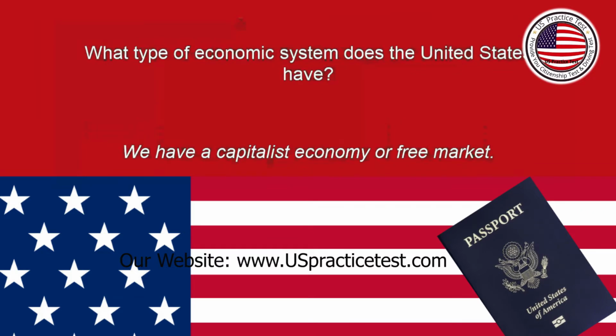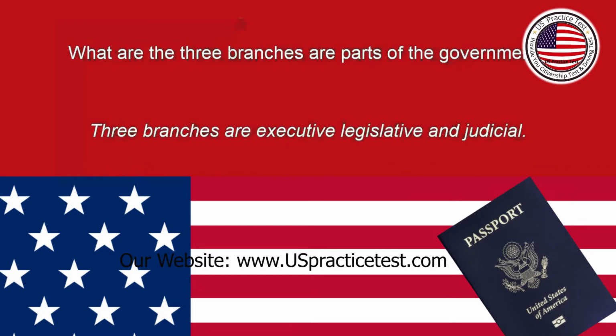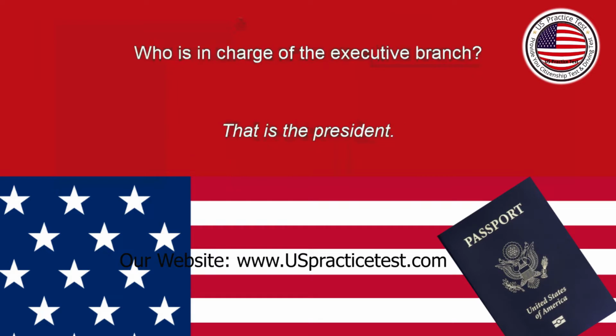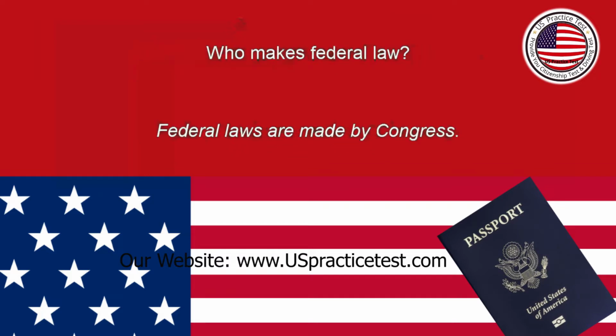What type of economic system does the United States have? We have a capitalist economy or a free market. What are the three branches or parts of the government? The three branches are executive, legislative, and judicial. Name one branch of the government. One branch would be Congress. Who is in charge of the executive branch? That is the president.